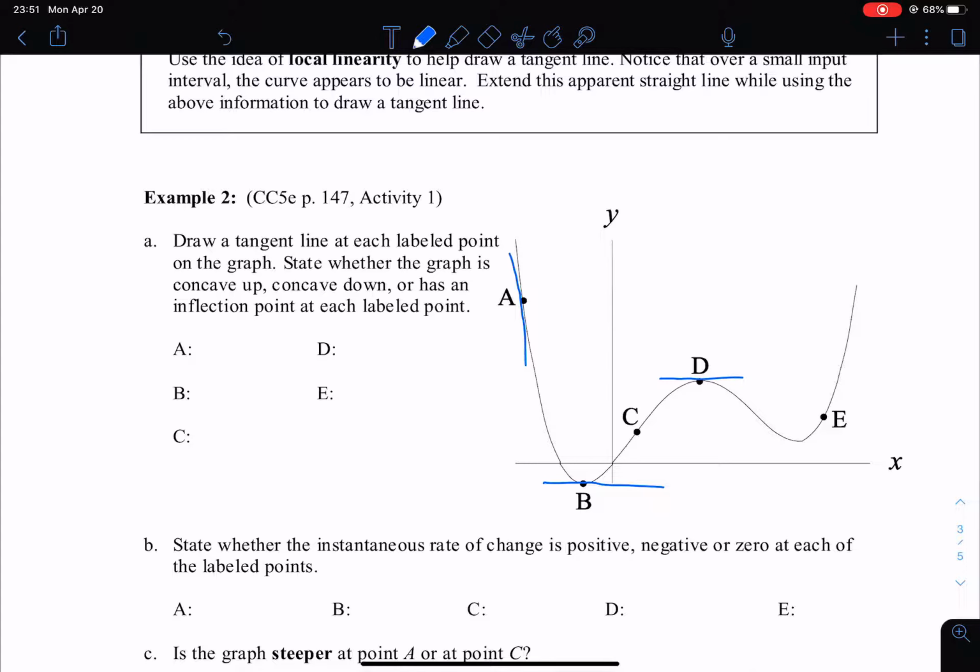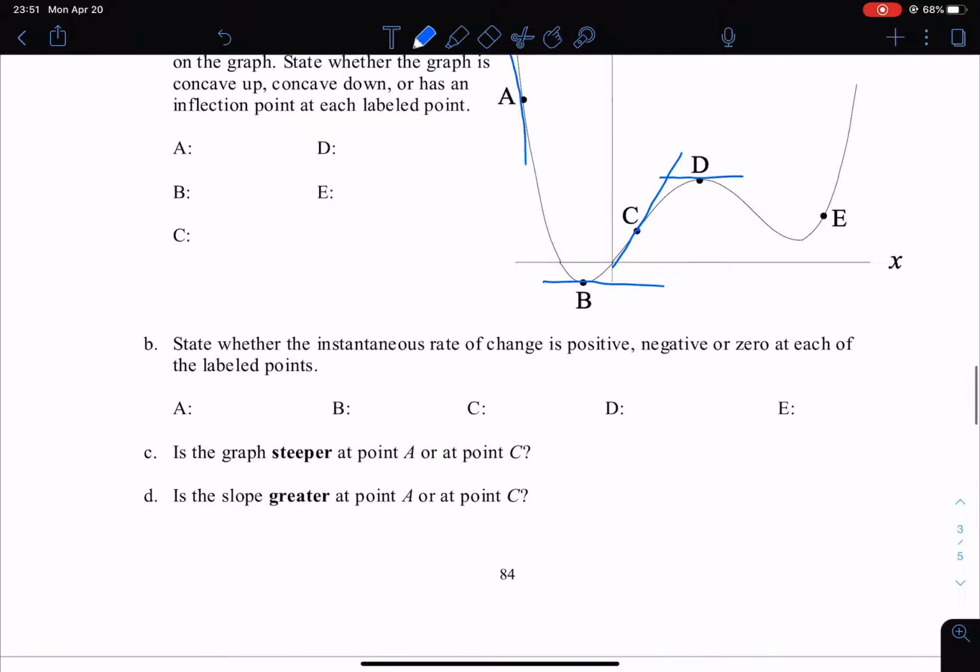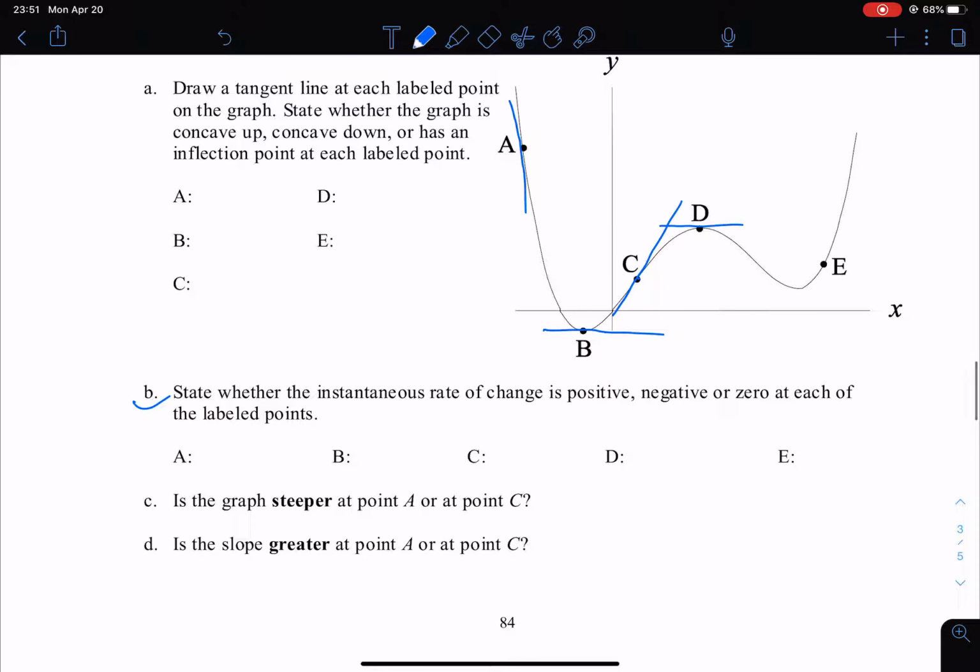And then the special point C is an inflection point. So for the tangent line, you have to make sure it's half above, half below. So this is the tangent line. And then example B asks you to state whether the rate of change is positive, negative, or 0. So B and D are just 0. This is trivial. And point C and point E, both of them are positive. And the only negative is just A. And then, for example, let's change the question to compare the steepness of the 5 points, A, B, C, D, E.